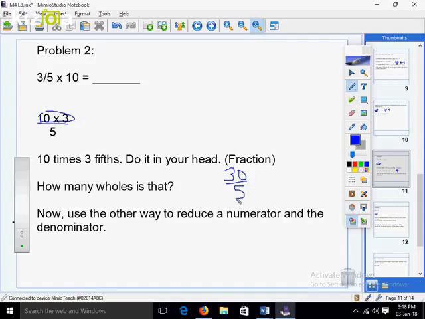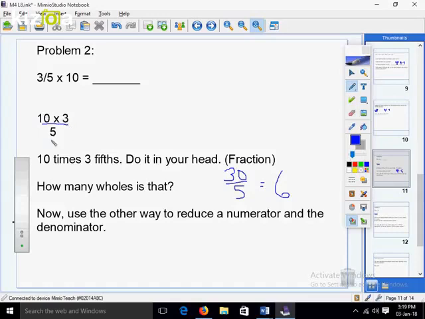Okay? So then you ask yourself, how many wholes are in that? How many times can 5 go into 30? And we get 6. Okay? Now, remember, we can use the other way as well to figure out this answer. Okay? So we're going to look at the reducing first and then figure out the answer.